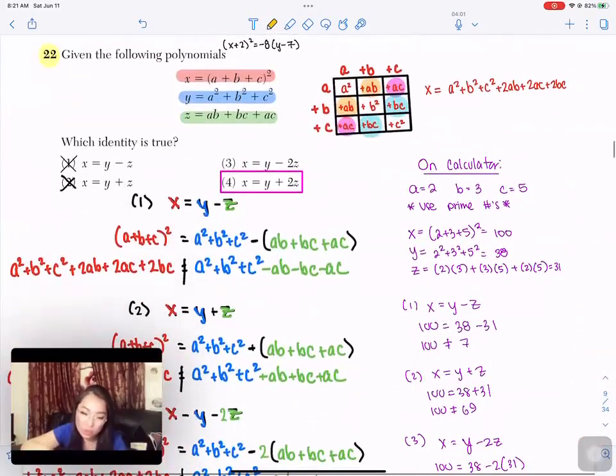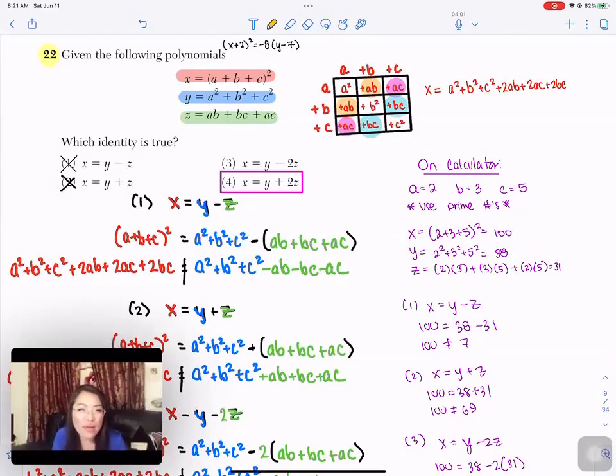So in 22, there is no easy way to do this on the calculator. You have to simplify it. But the good news is that everything sort of uses the simplification. What do I mean by that?